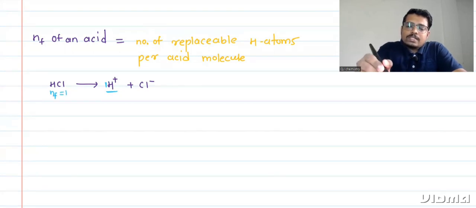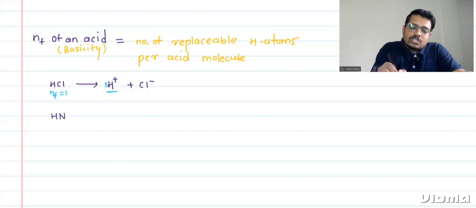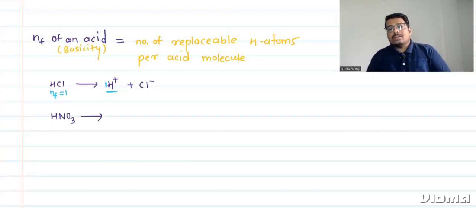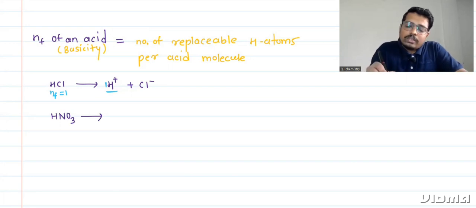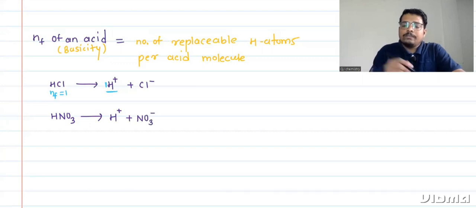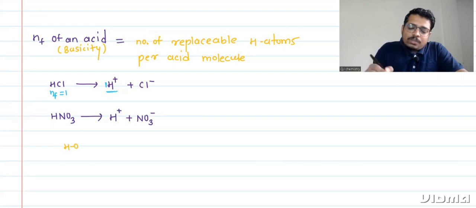So n factor of acid is also known as what? It is also known as basicity. N factor of acid is also termed as basicity. Second example is the HNO3 molecule, HNO3 acid. HNO3 acid on complete ionization gives one H+ ion plus one nitrate ion. This is the actual structure of the HNO3 molecule.